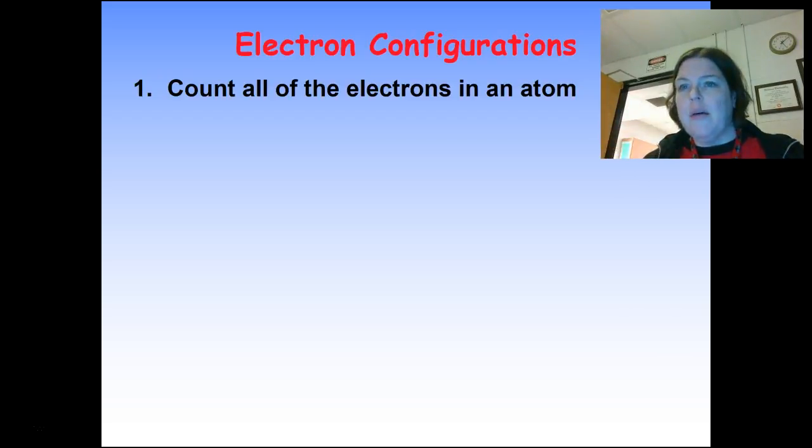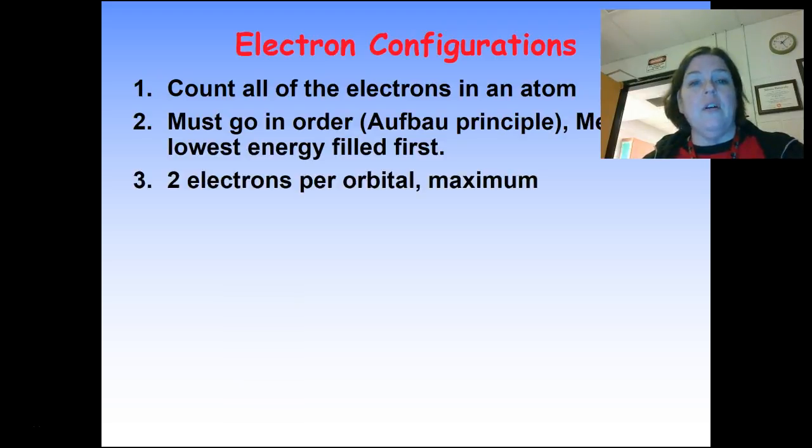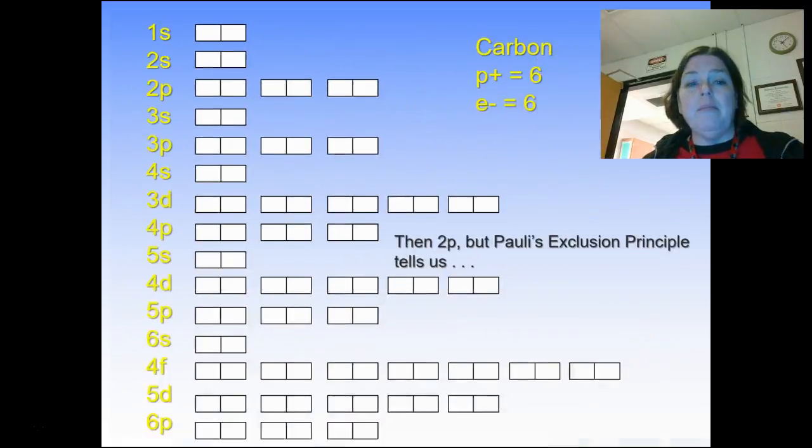So we need to worry about the electrons, and we'll find out a little bit more why later. So don't panic about this. We will have electron overload before we're all said and done, because you will understand exactly why we're talking about electrons before the end of the year, okay? You must go in order, so you must follow the Aufbau principle, meaning lowest energy first. 2 electrons per orbital maximum.